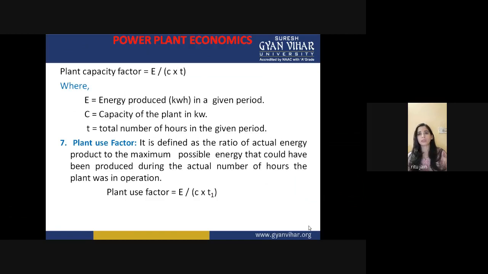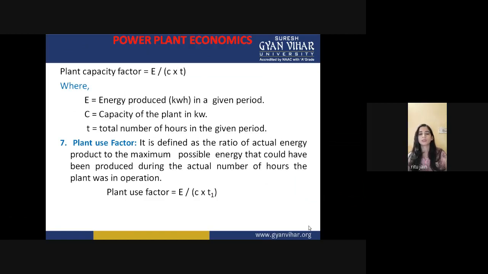So, plant capacity factor is equal to E upon C into T, where E is the energy which is produced in kilowatt hour in a given period, and C is the capacity of the plant in kilowatt. T is your total number of hours in the given period. So plant use factor is defined as the ratio of actual energy produced to the maximum possible energy that could have been produced during the actual number of hours the plant was in operation.